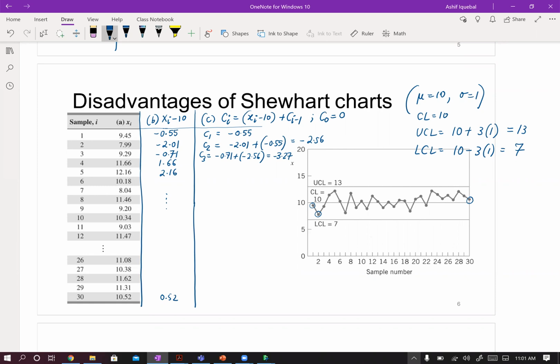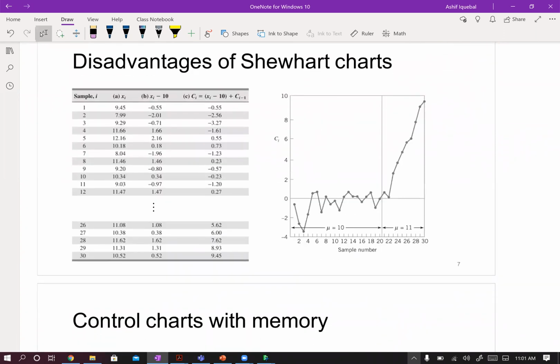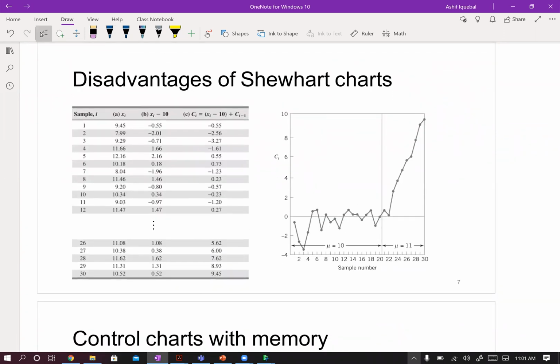All right, so once we are able to finalize this, we can write down C1, C2, C3, C4, up until C30. We all can write this, right? Just using the straightforward formula. Now, once you calculate these values, C1 up to C30, let's actually plot these values and see how it looks like. So when you plot these values from C1 up to C30, you'll notice something very interesting here.